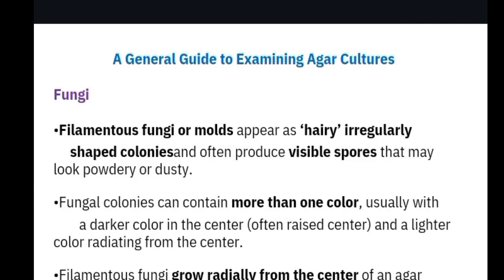So we discuss one by one in agar culture, a general guide to examine agar culture. First we discuss fungi. Filamentous fungi, or molds, usually appear as hairy, irregularly shaped colonies, and often produce visible spores that may look powdery or dusty. Fungal colonies can contain more than one color, usually with a darker color in the center and a lighter color radiating from the center. Filamentous fungi grow radially from the center of an agar, with the youngest on the outside and the older, darker material on the inside.